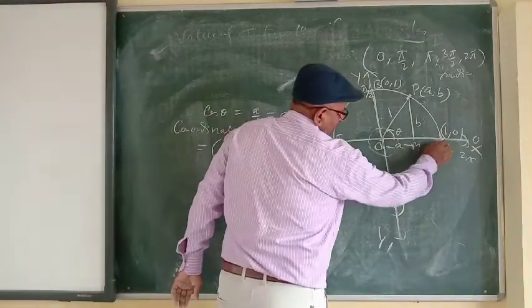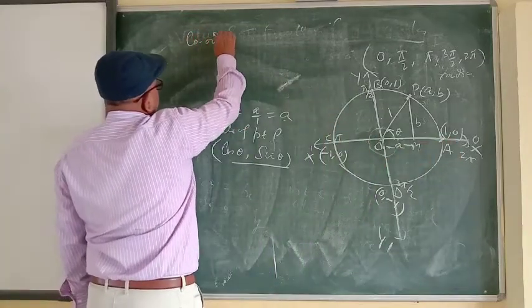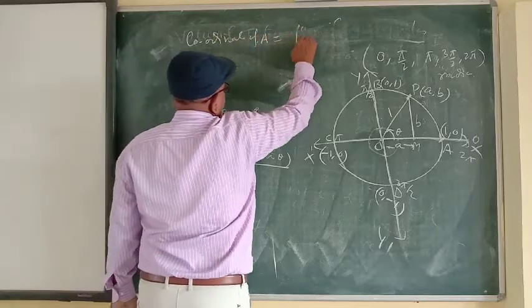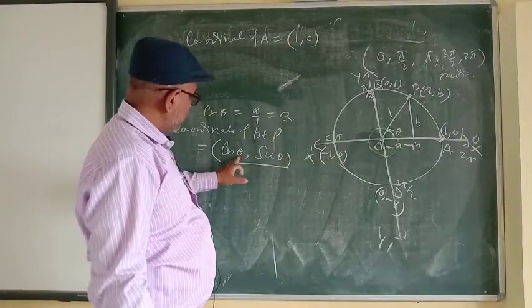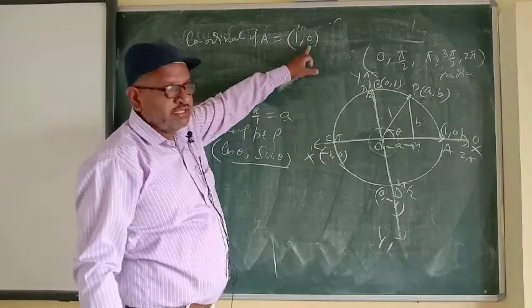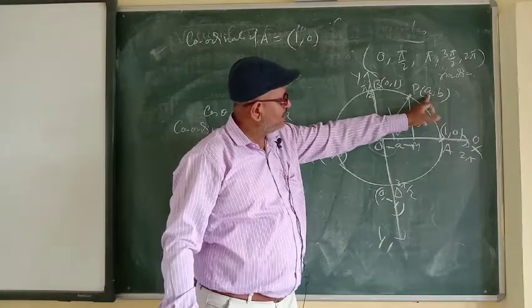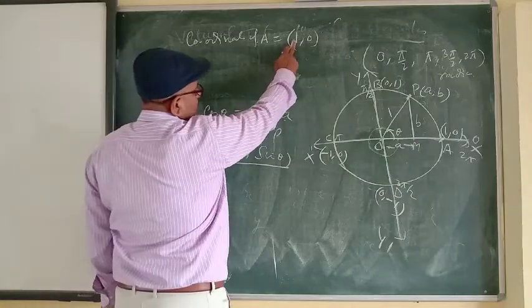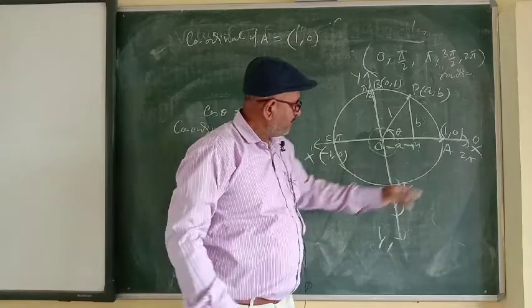So what is the coordinate of A? Coordinate of A is 1, comma 0. First component means cos theta. Second component means sin theta. Coordinate of point P is (a, b). First component cos, second component is sin. First component value is 1, second component value is 0. Okay.